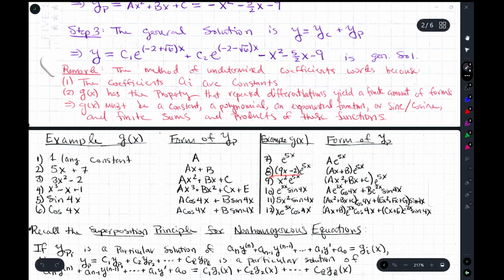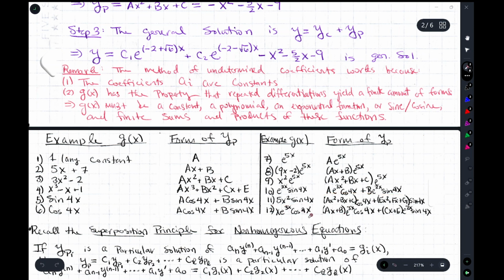What about products of, say, a polynomial and an exponential? Well, we'll take a product of a polynomial and exponential. X squared e to the 5x, again, the x and constant term don't show up there, but we still include them in our guess. Exponential times a sine, well, we're going to then have terms that look like this for our guess.